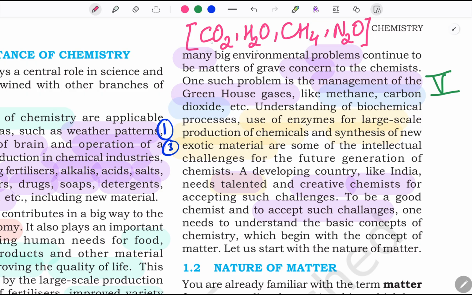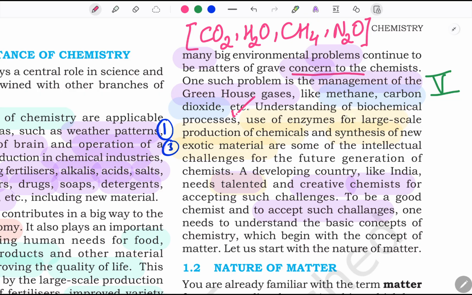So if these gases go on increasing on the earth, they will make the earth very, very hot. So these are some of the serious problems which are very concerning for the chemists, and how to manage these gases is one of the challenges and concerns.